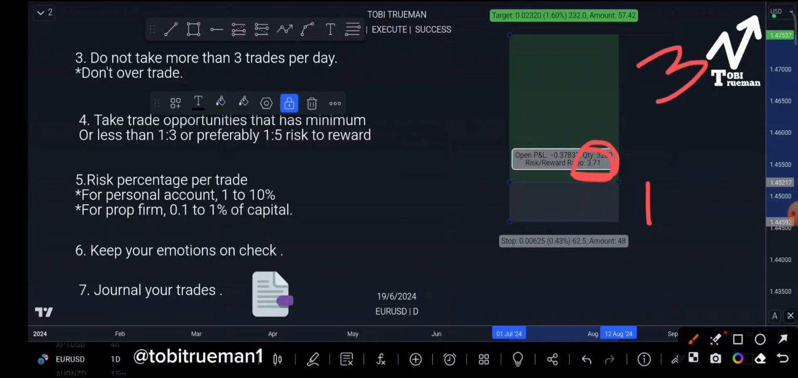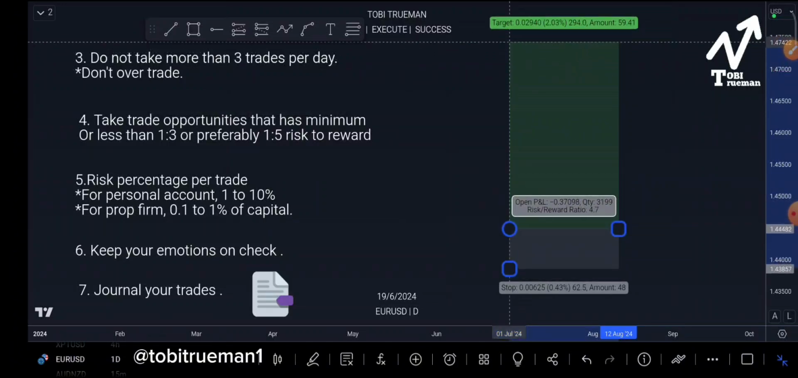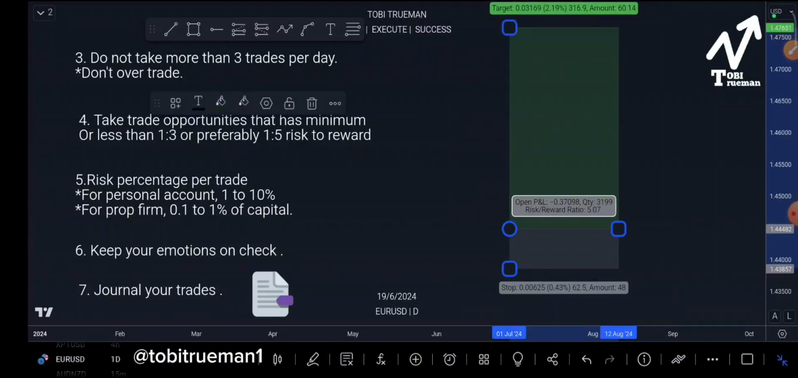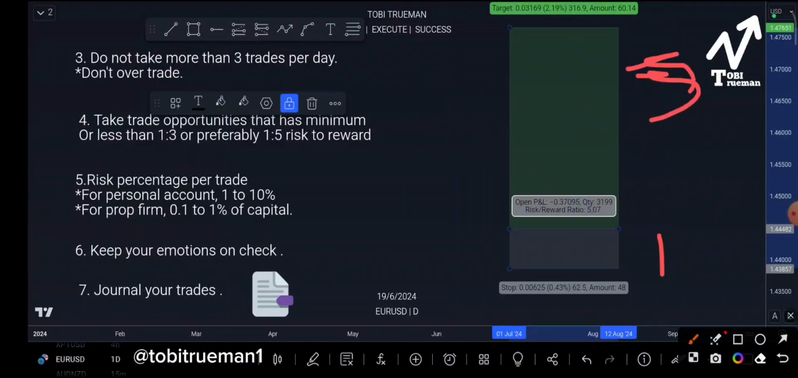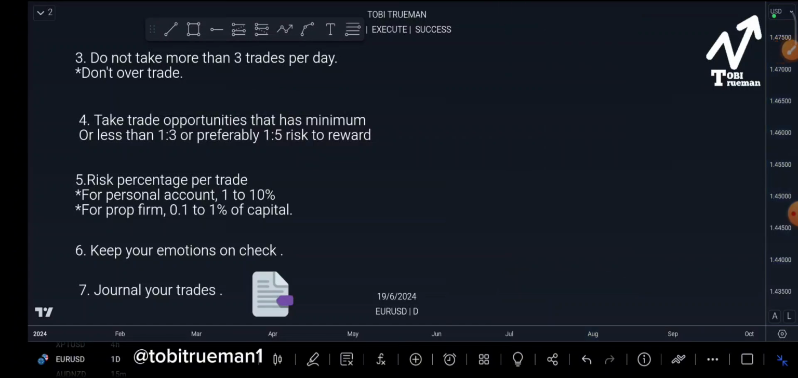Sometimes you can also see 1 to 5 trades. What does that mean? Yes, you are risking $1 to get $5, and so forth. But when you see any trade that is below 1 to 3, now giving you 1 to 2, all of those, with this strategy it is not recommended, because your risk to reward will be calculated as an overall to determine your profit at the end of each week of trading, or at the end of each month.